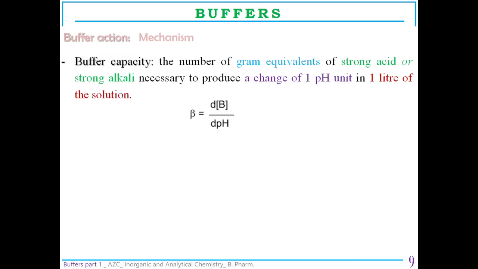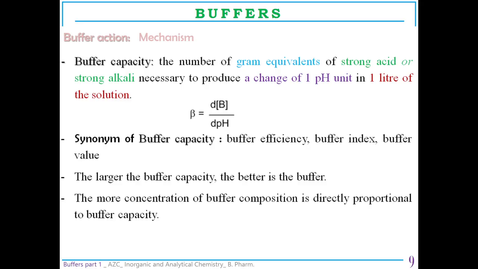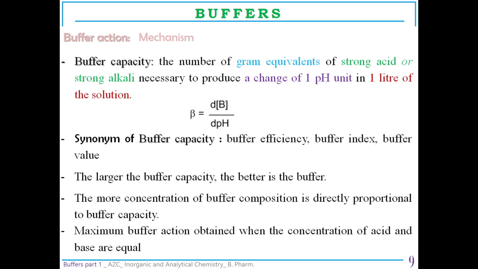Buffer capacity is defined as the number of gram equivalents of strong acid or strong alkali necessary to produce a change of 1 pH unit in 1 liter of the solution. Buffer capacity is also called as buffer efficiency, buffer index, and buffer value. The larger the buffer capacity, the better is the buffer. The more concentration of buffer composition is directly proportional to buffer capacity. Maximum buffer action is obtained when the concentration of acid and base are equal.